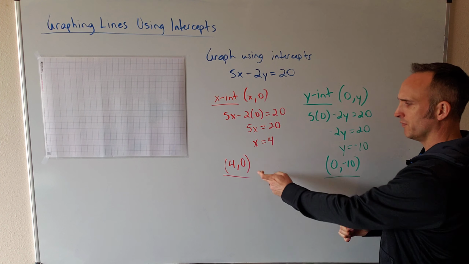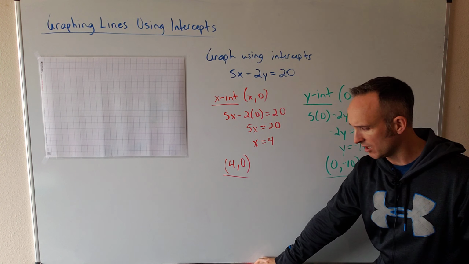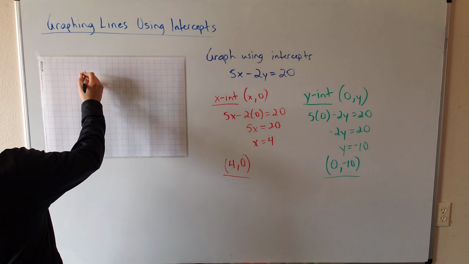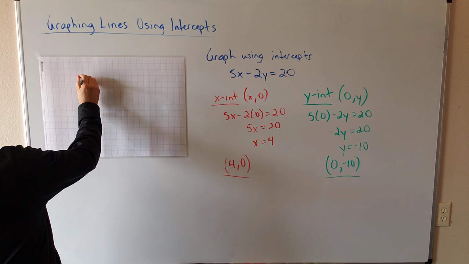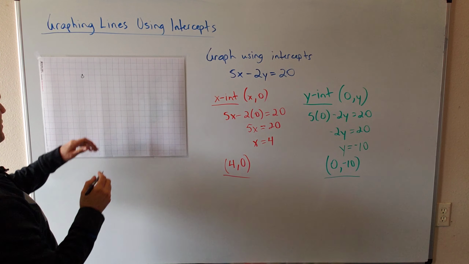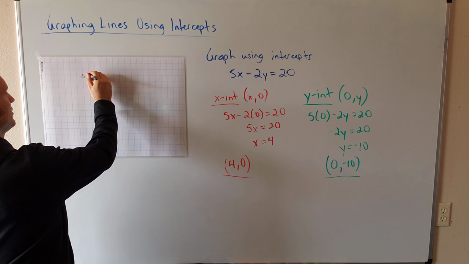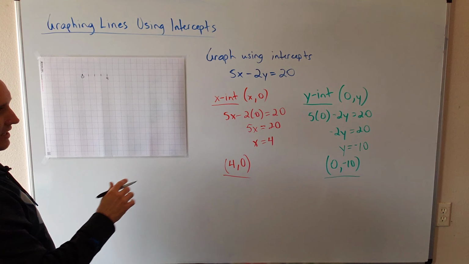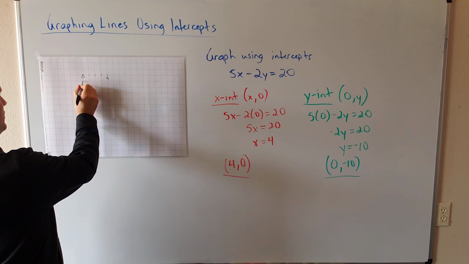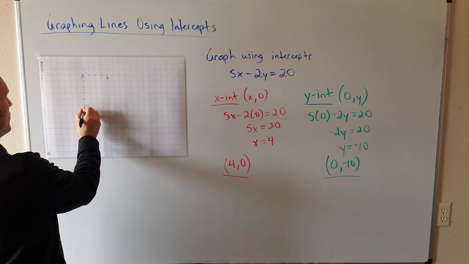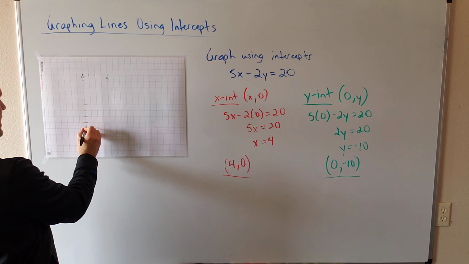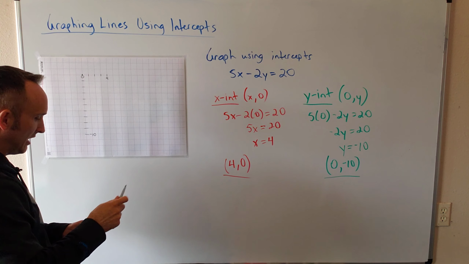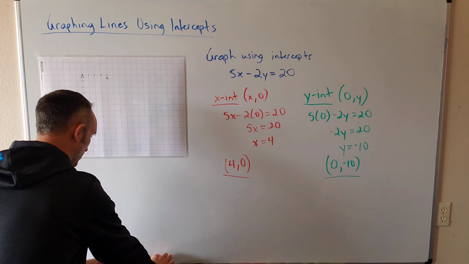So I know I've got to go to 4 on my x-axis and negative 10 on my y-axis. So I might put my origin, my 0 point right there, and then I need to measure out 4 units to the right of that. So there's 1, 2, 3, 4. And I need to measure negative 10 units down. So negative 1, 2, 3, 4, 5, 6, 7, 8, 9, 10. There's negative 10.